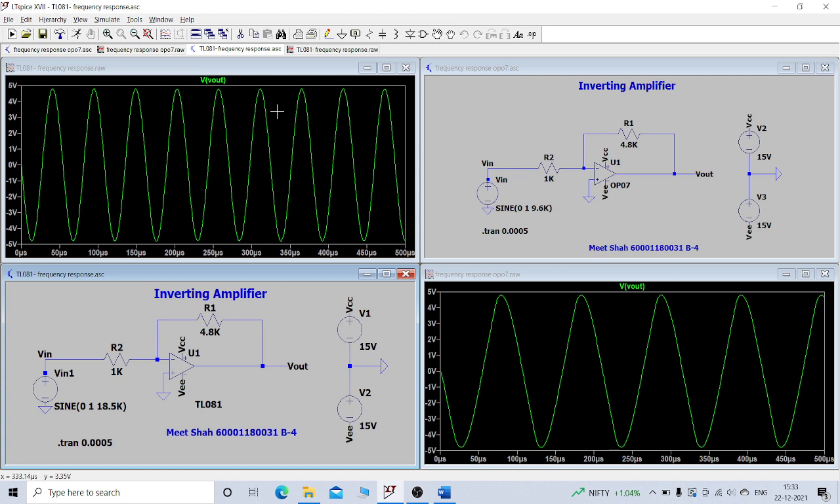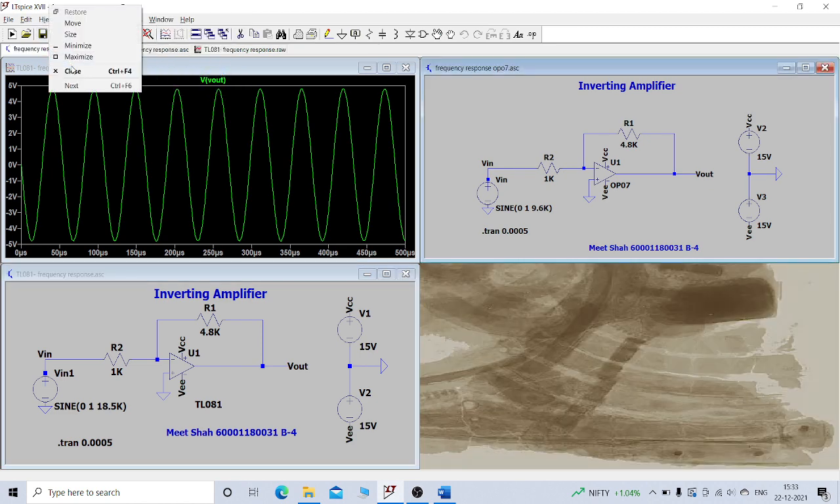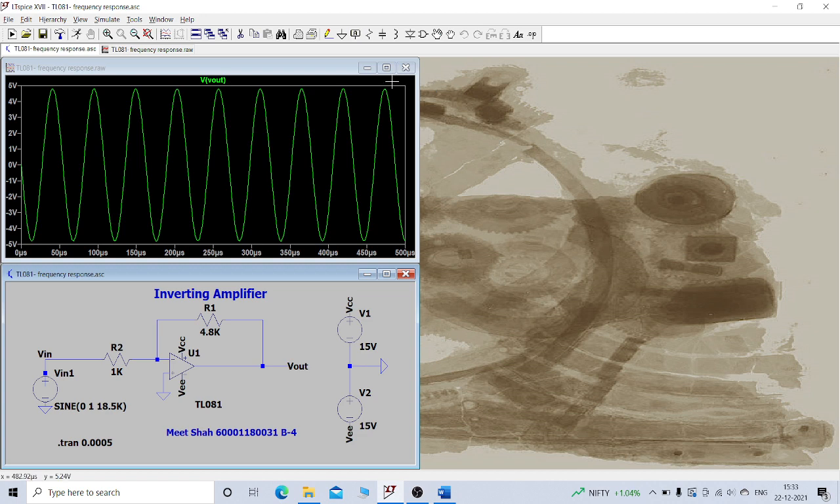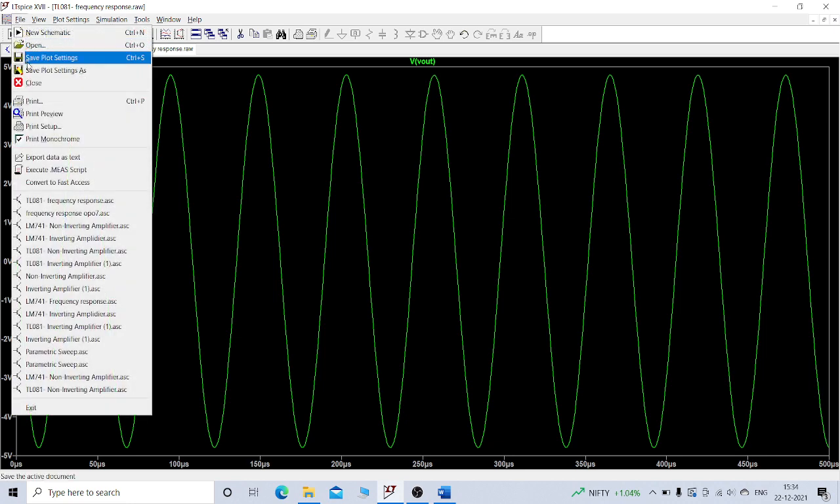Here we can see the frequency response of TL081. Now we go to the frequency response of LM741.